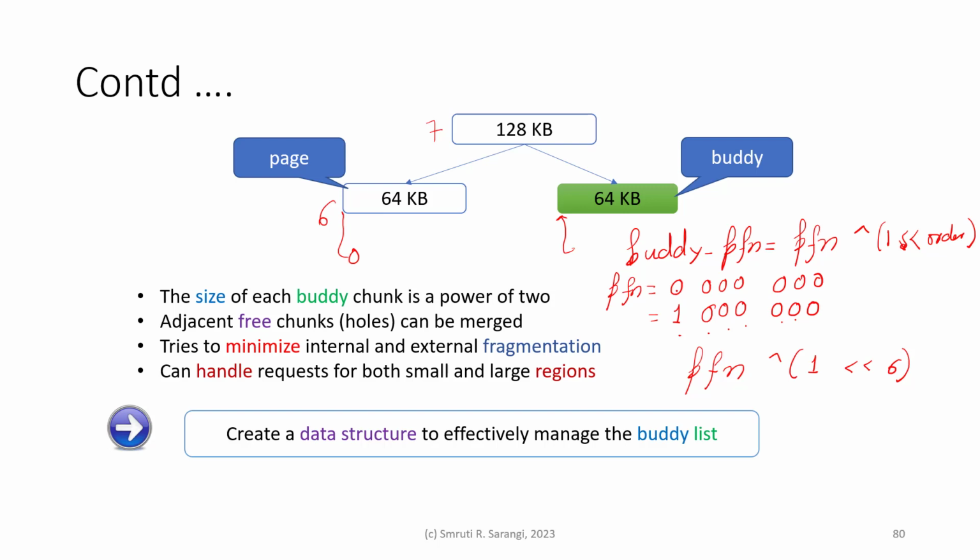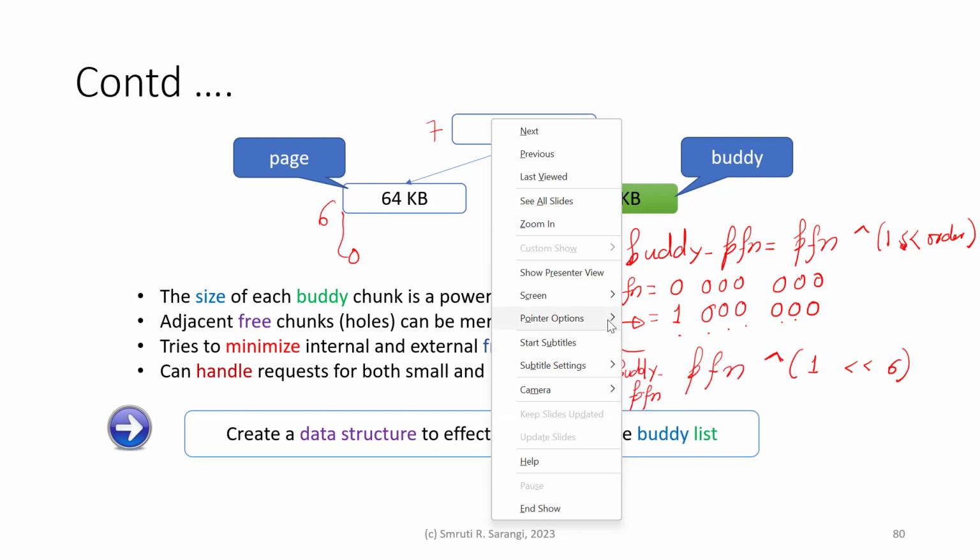And the moment we exclusive OR this with PFN, PFN exclusive ORed with 1 left shifted 6 times is nothing but this address, and this address is the starting address of the buddy page frame number. So the way you relate the buddy page frame number to the page frame number is one left shifted order times, where order, as we have discussed, is log of 64 to the base 2, which is 6. Now let me clear off the clutter in the slide.